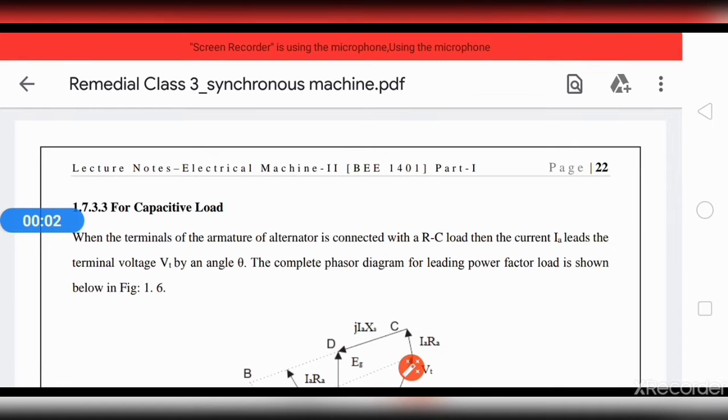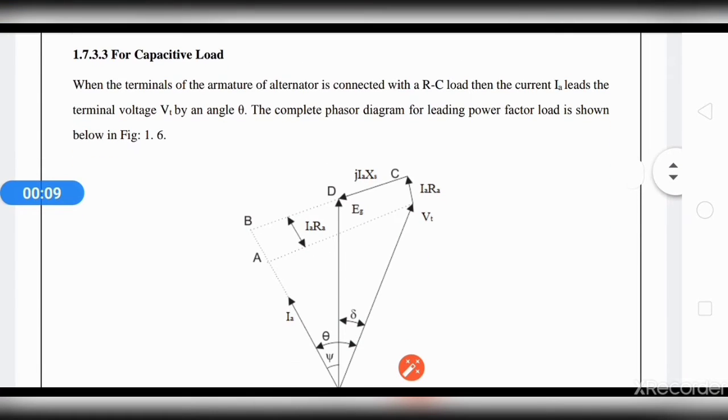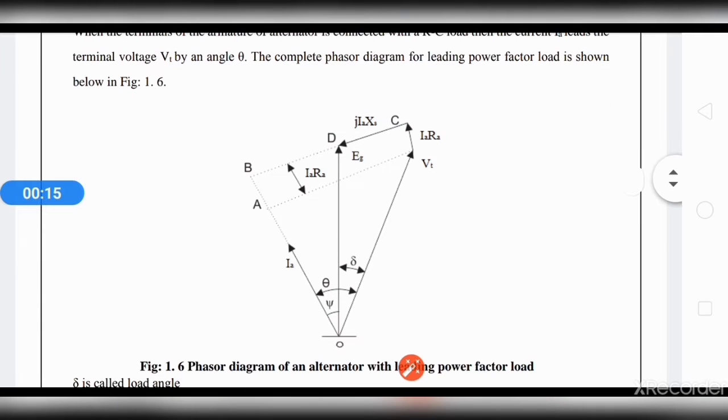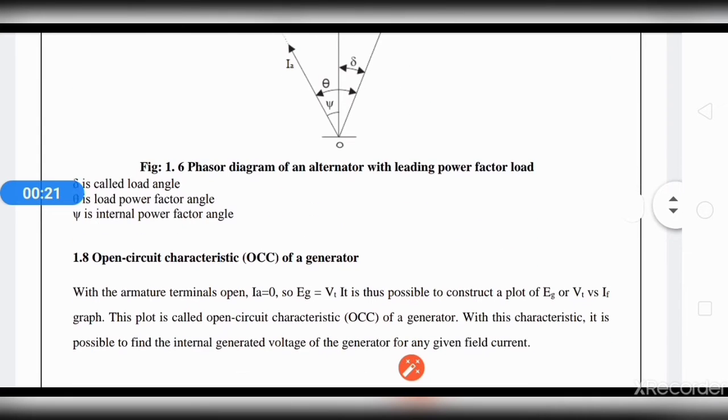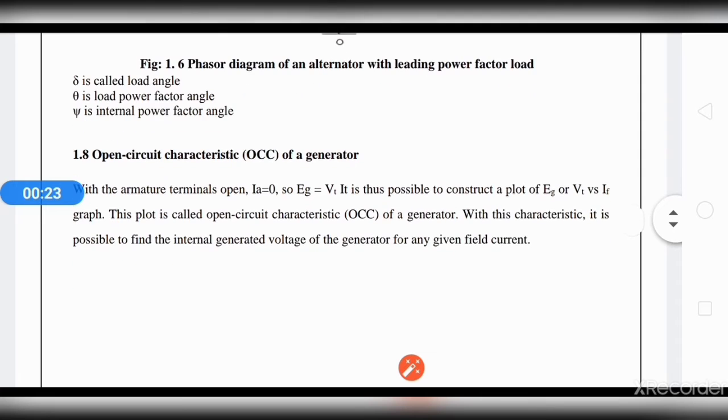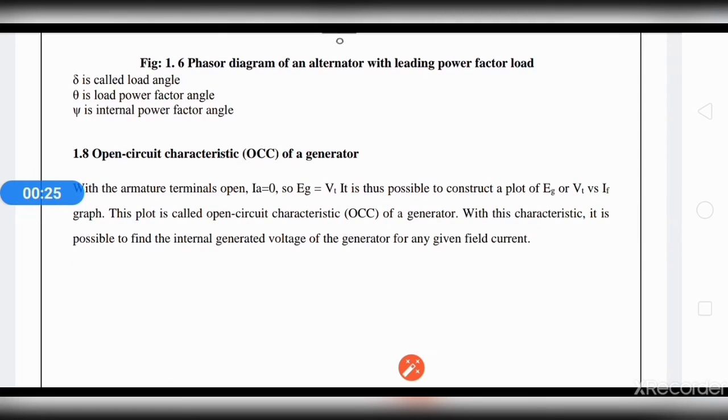Hello everyone. Today we are going to discuss Remedial Class 3 Synchronous Machine. In the last lecture we discussed the armature reaction and the phasor diagram of the synchronous machine at various loads. Now today we are discussing the OCC characteristic of the synchronous machine, the open circuit characteristic.